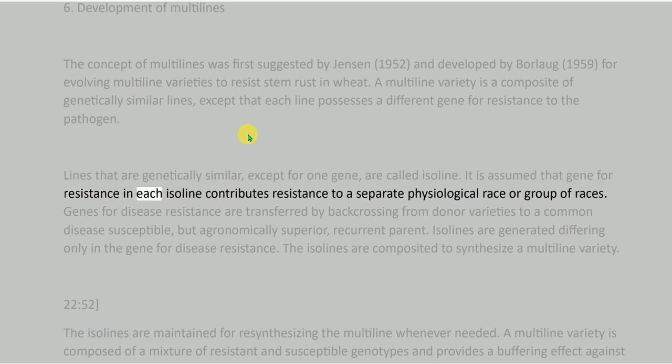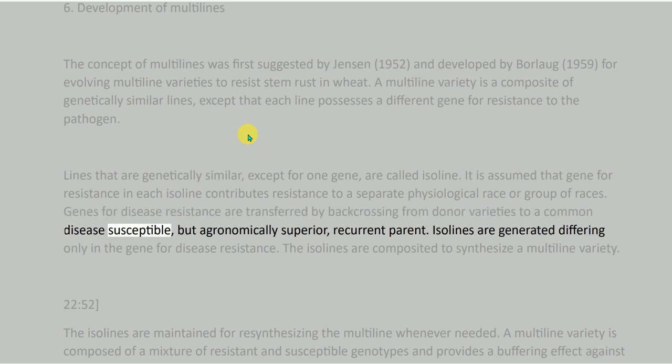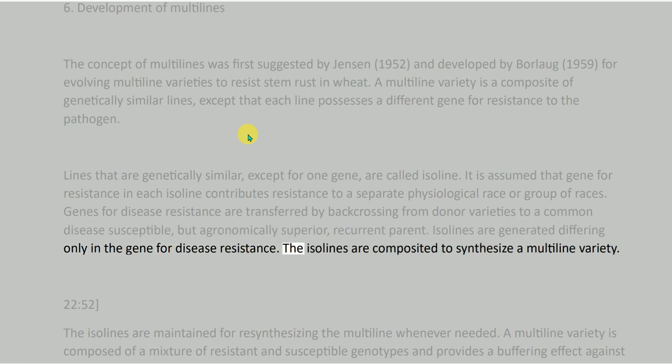Genes for disease resistance are transferred by backcrossing from donor varieties to a common disease-susceptible, but agronomically superior, recurrent parent. Isolines are generated differing only in the gene for disease resistance. The isolines are composited to synthesize a multiline variety. The isolines are maintained for resynthesizing the multiline whenever needed.